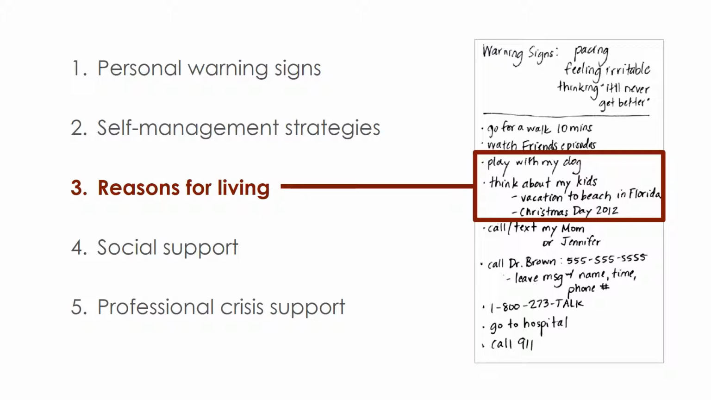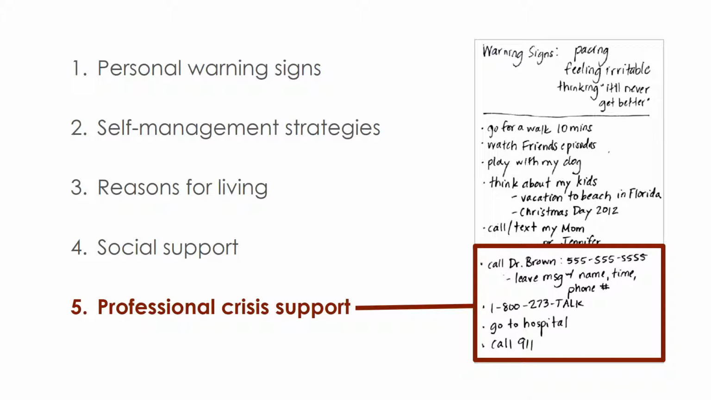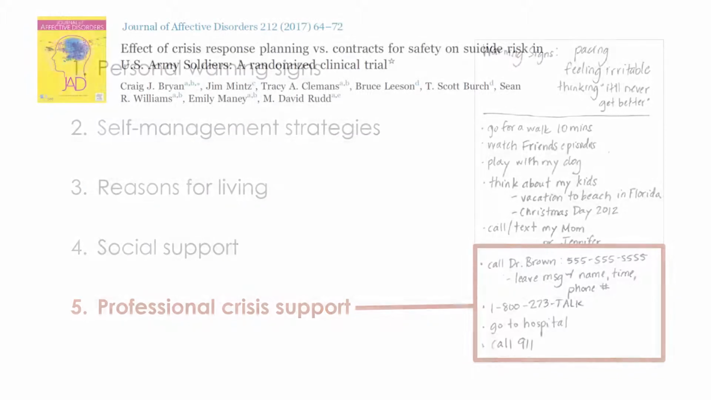John also identified his family as a reason for living and recounted 2 specific memories that were especially positive: a family vacation and a holiday celebration. In terms of social support, John identified 2 sources: his wife and his mother. John next added his therapist's phone number, along with a reminder to leave a voice message in the event his therapist was not able to answer the phone. Finally, John was given the phone number for the National Suicide Lifeline, and as a final step in emergency situations, was encouraged to go to a hospital or call 911.